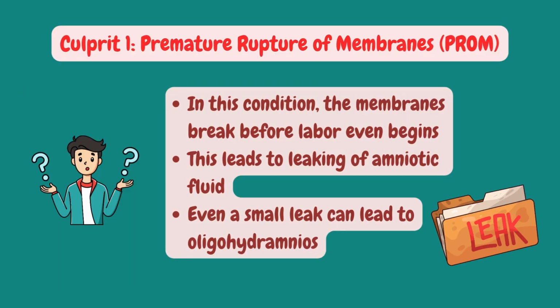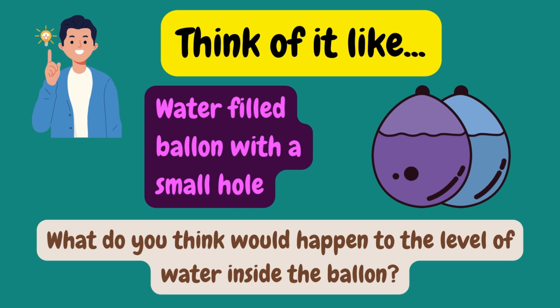In premature rupture of membranes, the membranes break before labor even begins. This leads to leaking of amniotic fluid. Even a small leak can lead to oligohydramnios. Think of it like a water-filled balloon with a small hole. What do you think would happen to the level of water inside the balloon?